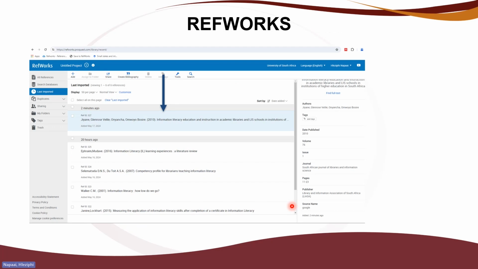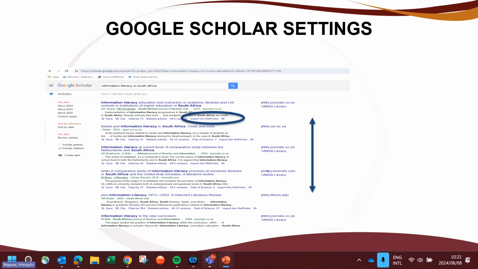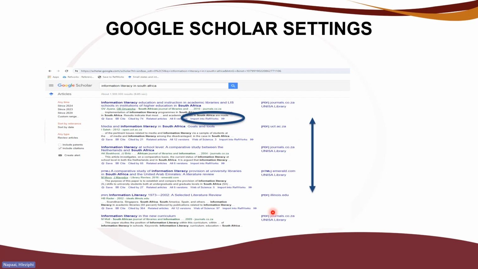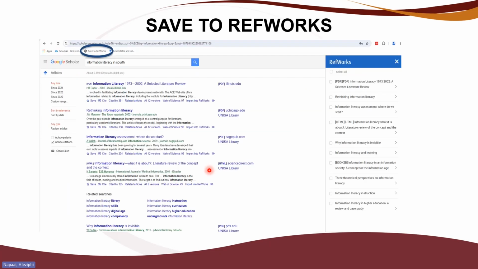If you click on the first one, I searched information literacy in South Africa because I'm responsible for library and information science. It gave me all of this because my settings are set. All of these are available in PDF, but unfortunately I'll have to import them one by one. So I'll click on import. You'll see this is my last imported reference, and it comes with a PDF. When I click there, there's my full text. I can read it on my RefWorks platform.